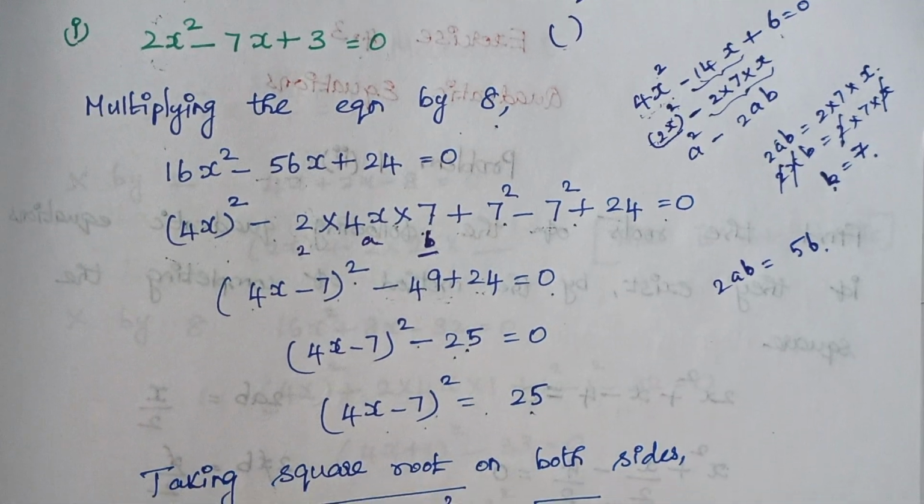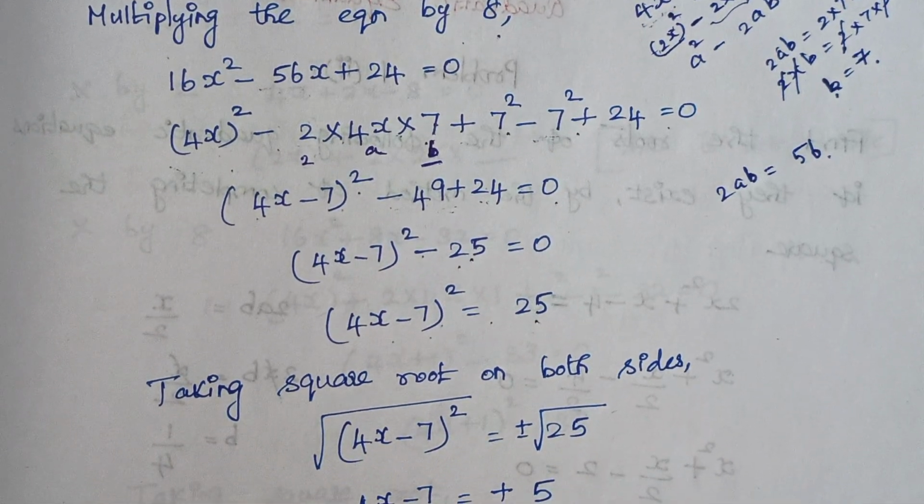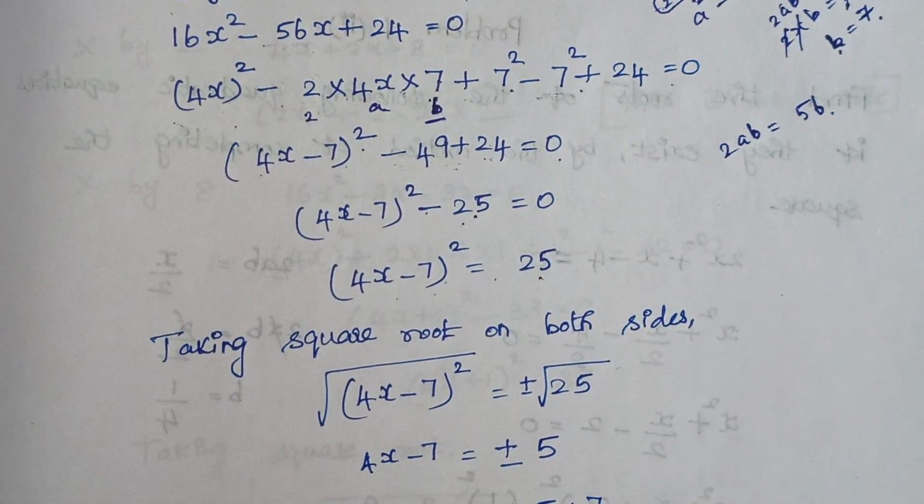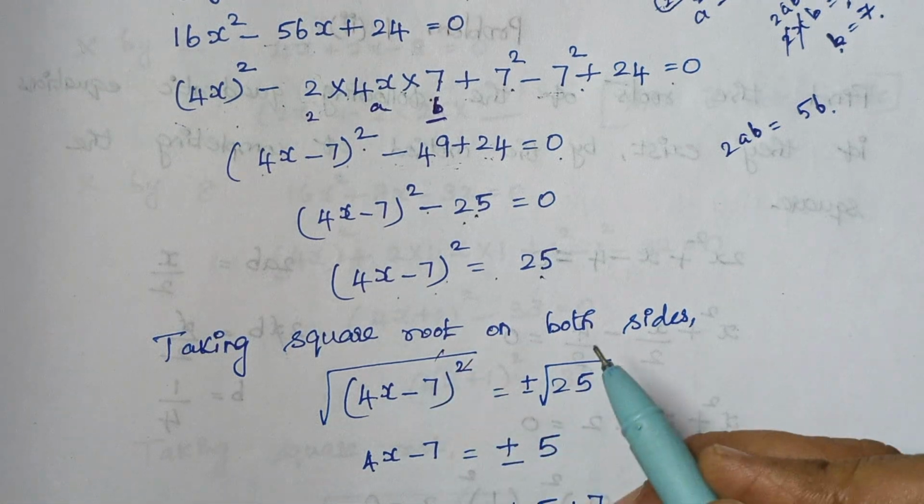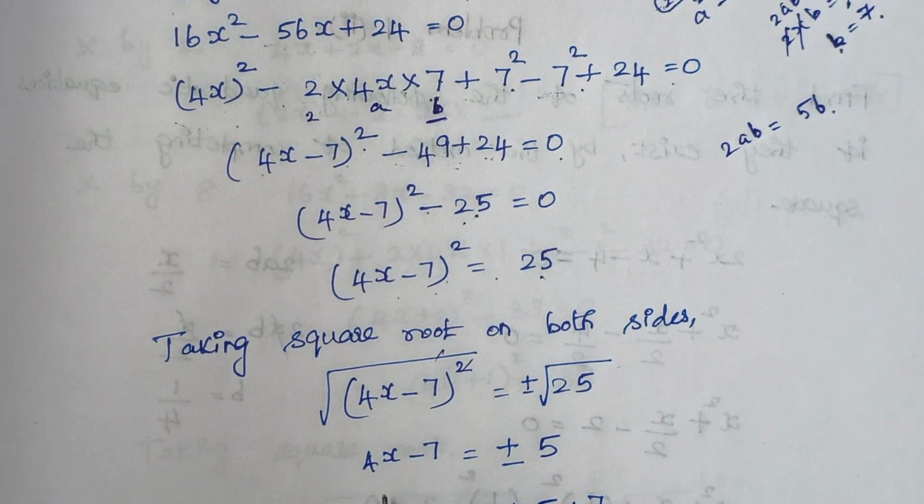So now I am going to take square root on both sides. So when I take square root, what happens? You see, this square root and square, they cancel each other, and here it is 4x minus 7, and here the square root of 25 becomes plus or minus 5. So from this equation we are going to find the value of x.